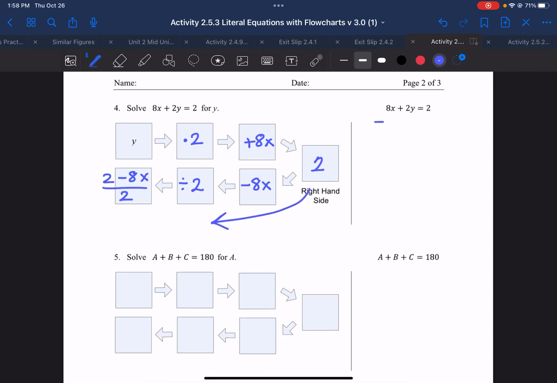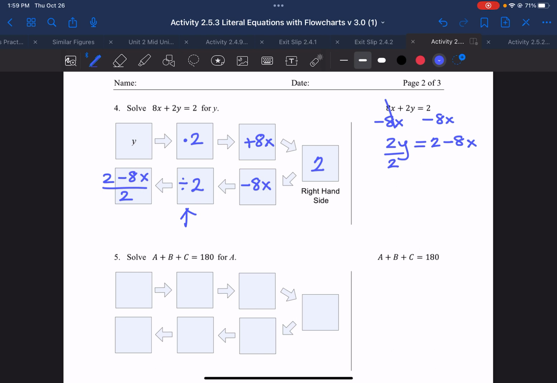So we're going to subtract 8x from both sides. Notice I'm writing it on both sides of my equal sign. Over here, 8x minus 8x is 0. On the other side, we still have 2 minus 8x. What does it equal? I need to bring down my 2y. My 2y equals 2 minus 8x. What am I doing next? Next, I'm going to divide by 2.